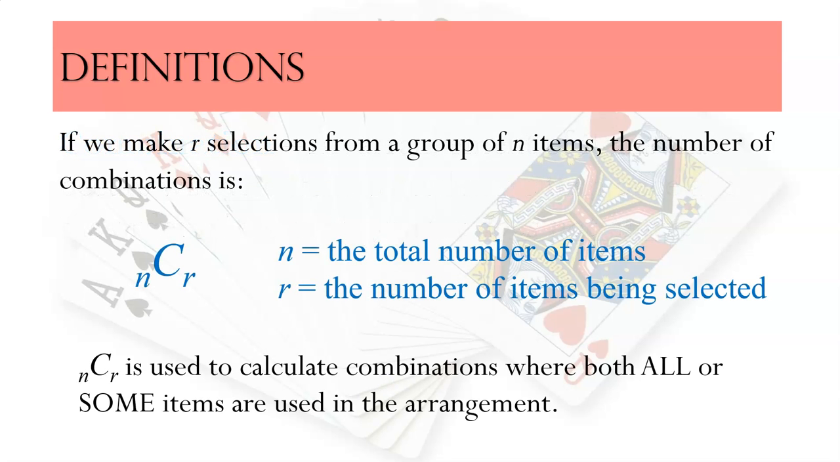There's only one way to calculate a combination, and that's to use nCr. Whether you're using all of the items or some of the items, you do nCr no matter what. N is still the total, and r is still the number of things that are being chosen.